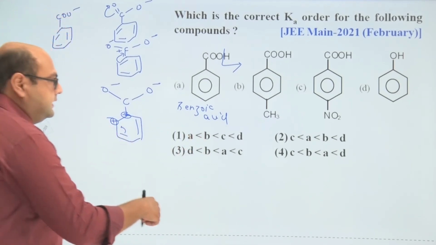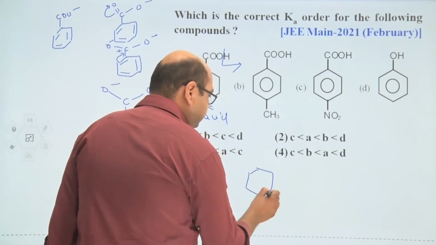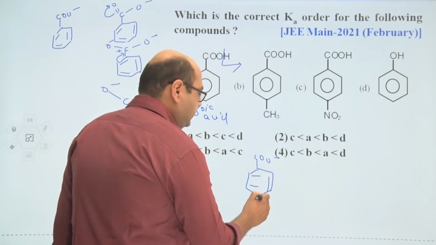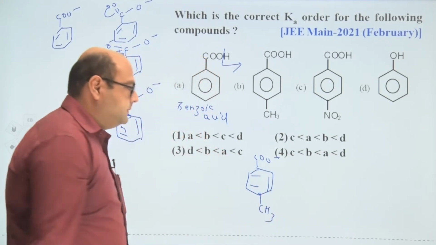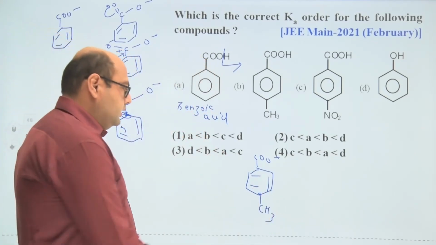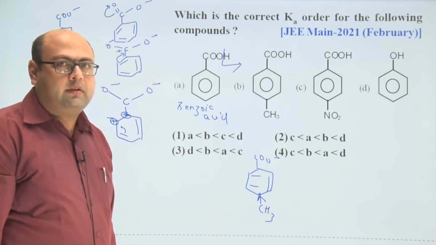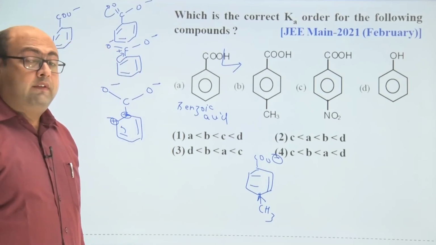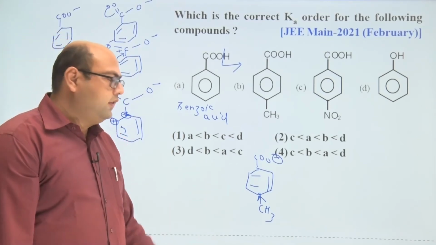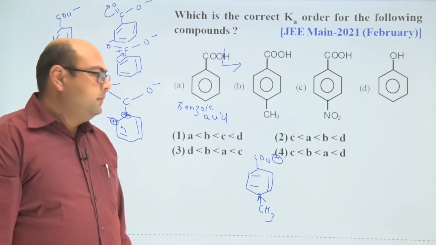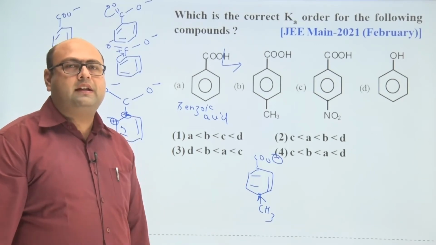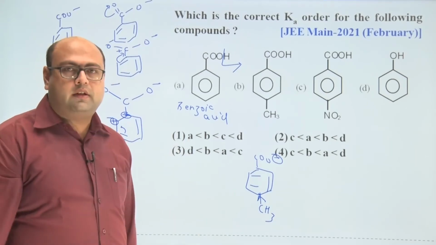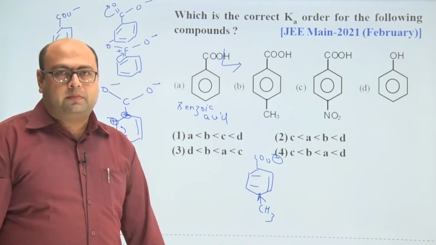In the second example, CO minus again will be formed, and a methyl group is present at the para position. It will have a plus I effect on the ring, due to which the electron density will increase on O minus, which is not favorable for us, and not favorable for acidic strength as well. Because if the negative charge magnitude increases, then it will not be stable. It will be less stable as compared to the first one, in which there is no plus I group.